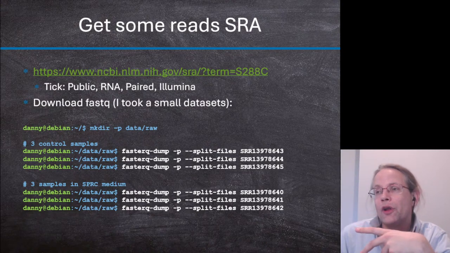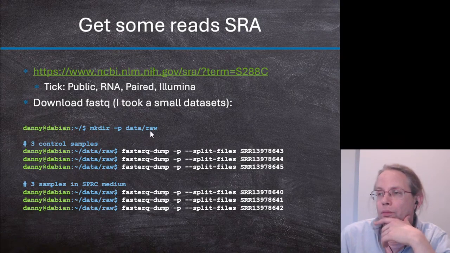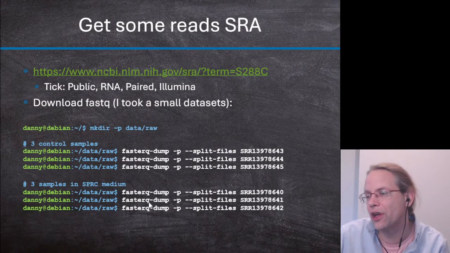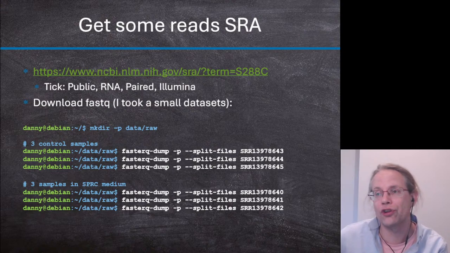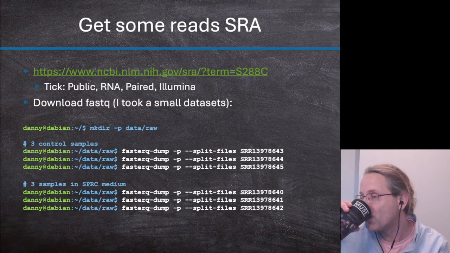And the way that you normally would download these is you would make a directory, a data directory with raw, right? And then I would download the control samples and I won't download the other condition. So in this case, I took a data set. This data set had just basically three control samples, which were sequenced, and it had three samples, which were treated in a certain media or which were grown in a certain media.